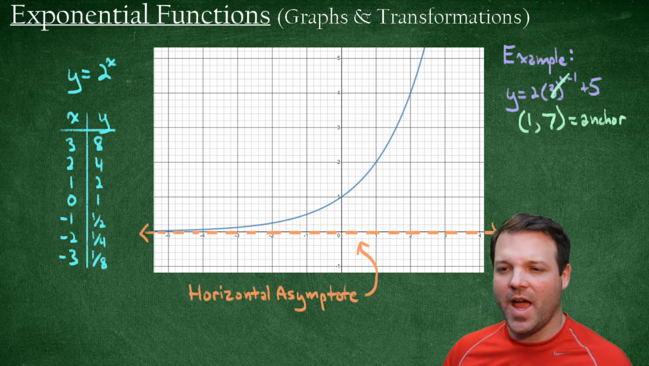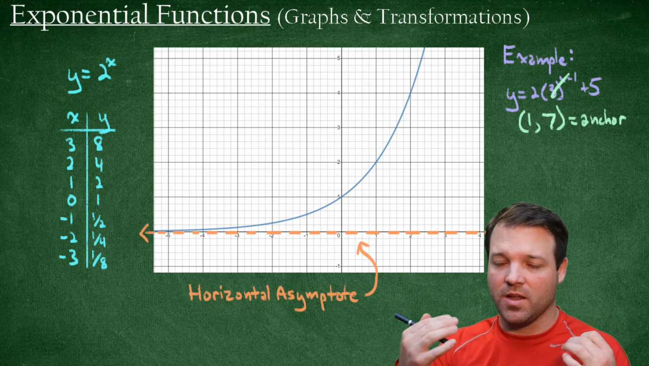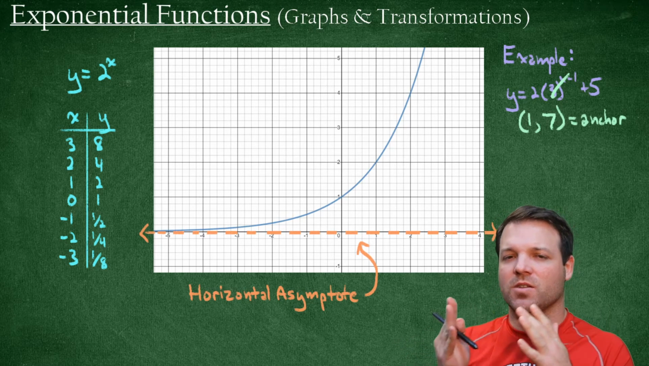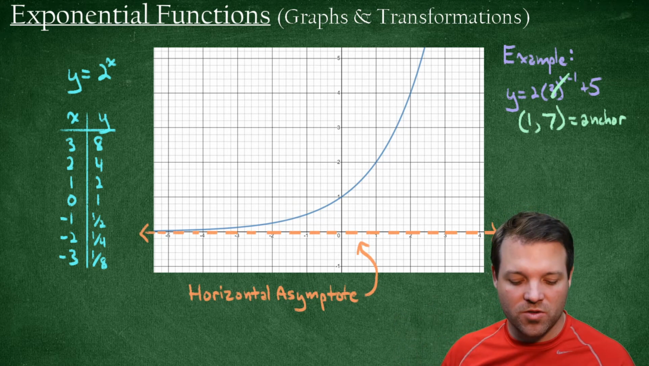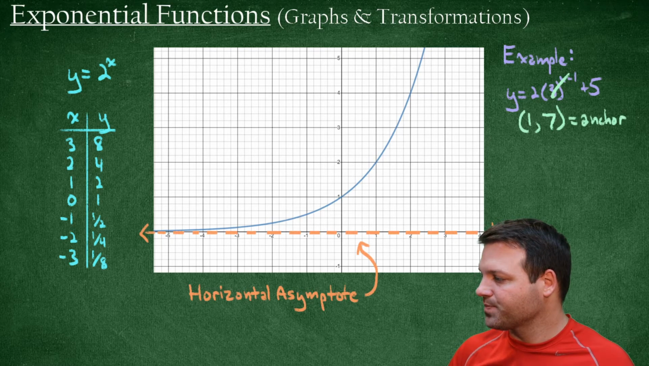Okay, and then after that, by the way, it's really easy to graph. You have your horizontal asymptote, so you put that on there. You have your anchor point, and it's really just a matter of stepping to the left and to the right on the x-axis and plugging in those values to get some other y values. All right, and then you're pretty much good to go.